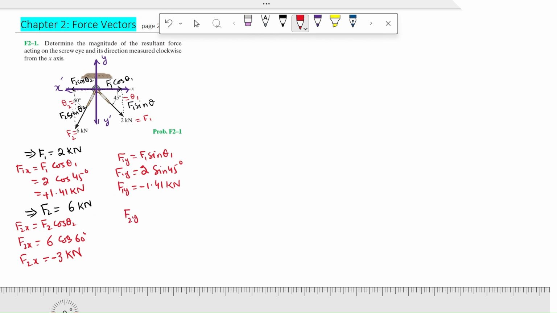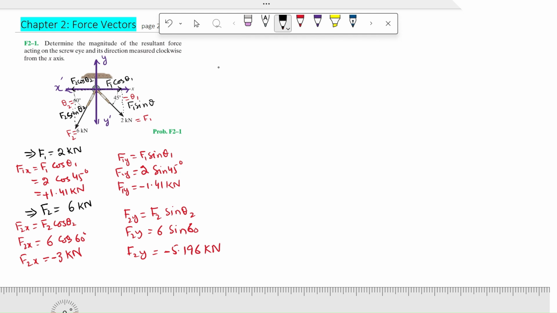For F2y, we have the formula from the trigonometric ratio: F2 times sin theta 2. Putting the value of F2 as 6 and theta as 60 degrees, we get the value of F2y as 5.196 kilonewton. It is acting downward, so it will be negative. Now I will be summing up the x values and the y values.